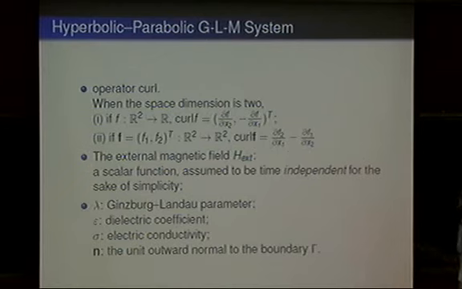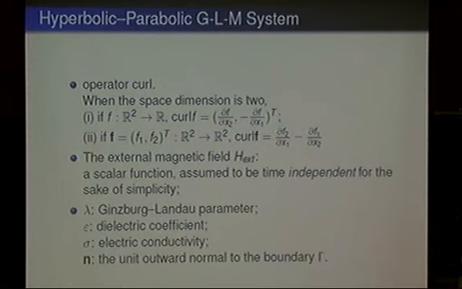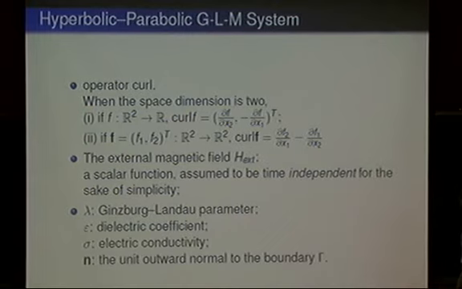Here are some notations. We consider the two-dimensional case, so the curl is simply like this. For the sake of simplicity, we assume the external magnetic field is time independent, and in the two-dimensional case it is a scalar function. Here are some physical parameters of the system. Lambda is the Ginzburg-Landau parameter, epsilon is the dielectric coefficient, sigma is the electric conductivity parameter, and capital N is the unit outer normal to the boundary, gamma.